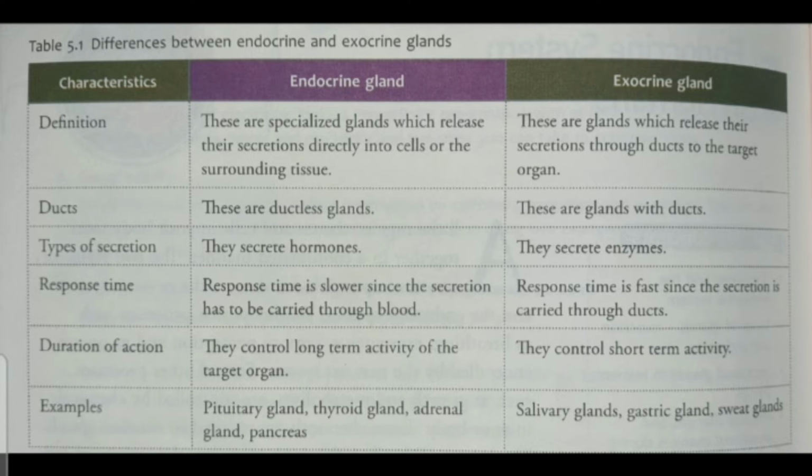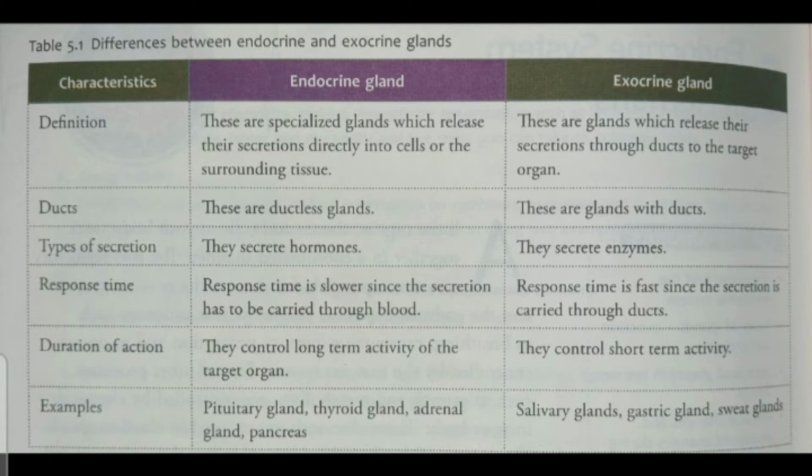So the second one is on ducts. According to the ducts, the endocrine glands do not have any duct, so they are the ductless glands. And the exocrine glands have the ducts, and with the duct only the secretion is carried.